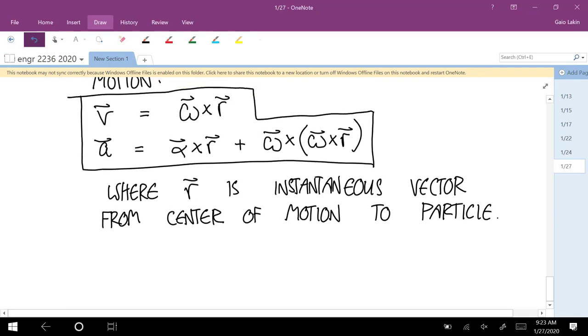Have you ever seen these equations before? Probably you didn't see it exactly in that form, or maybe you did kind of in passing. But you've dealt with circular motion before in physics 1.